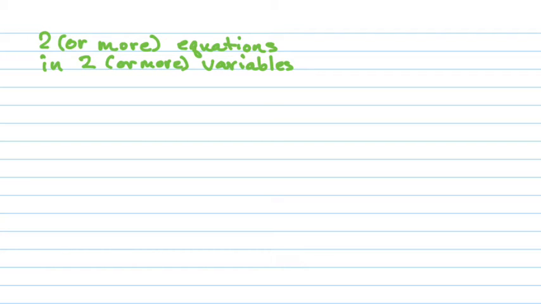Well, you can't use traditional methods to solve something that has two variables in it. We can't factor it out and then solve it. We have to be able to use one equation to solve the other. And these two equations have a common solution.